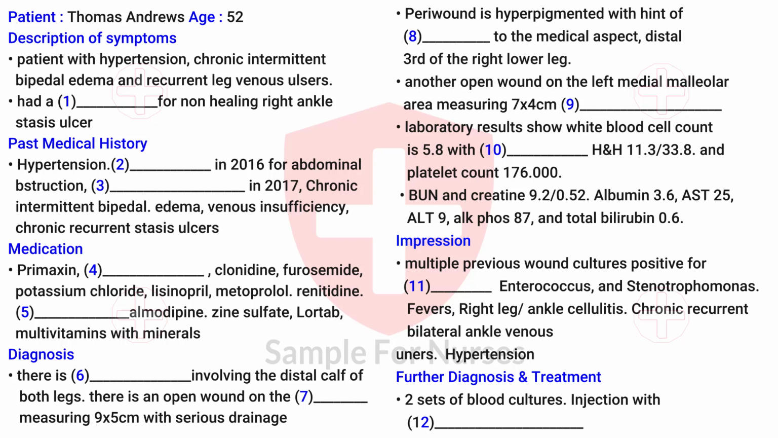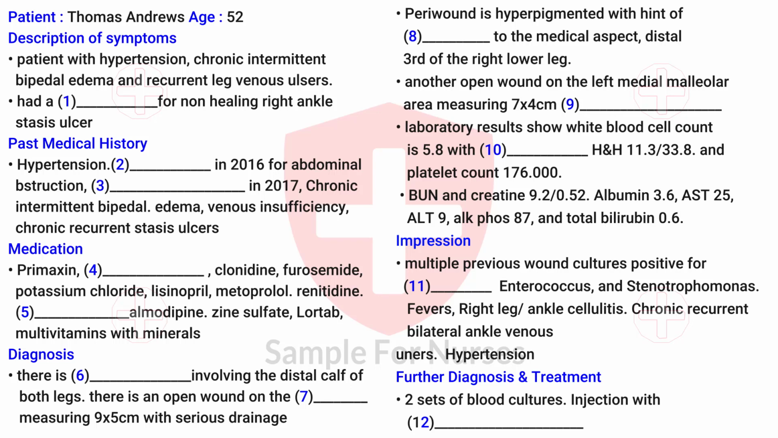Good morning, Doctor. Good morning. Have a seat. May I know your problem? Well, I'm a patient with hypertension, chronic intermittent bipedal edema, and recurrent leg venous ulcers. I had a vascular surgery for non-healing right ankle stasis ulcer. I have a serious concern today that I had a low-grade fever of 100.2 early this morning. Otherwise everything was well. The thing is, I was not even aware of the fever. I do have some ankle pain, worse on the right than the left.